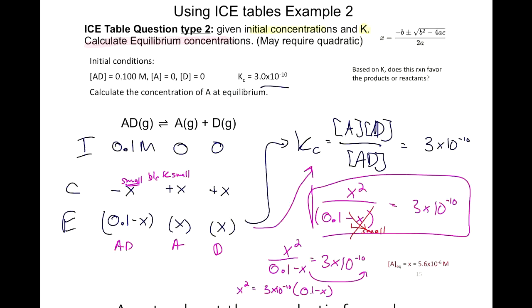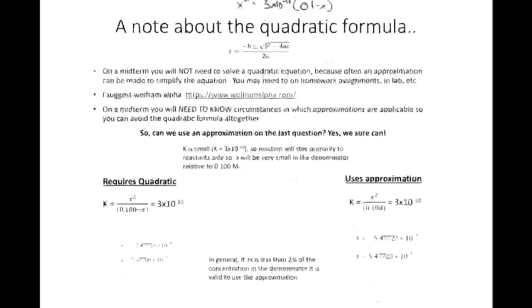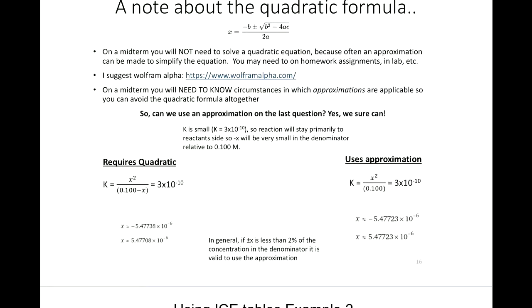So again, the reason we can do this is because X is small. So this is the next slide. I will never force you to use the quadratic formula on an exam, but maybe on the homework, because you can just plug stuff into Wolfram Alpha, but never on the exam. You can always use an approximation that will get you the answer close enough to the right answer.